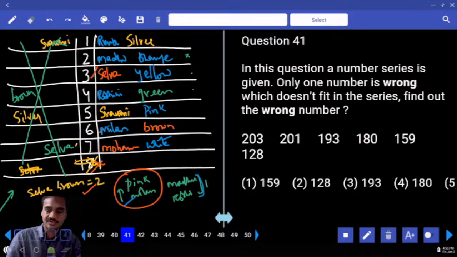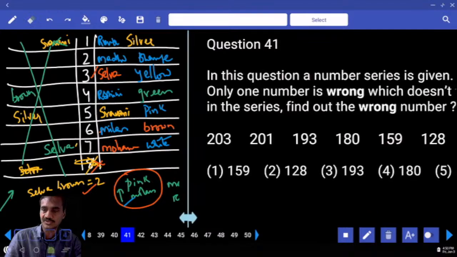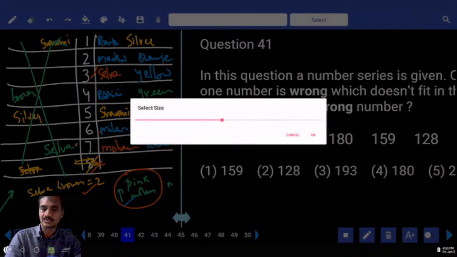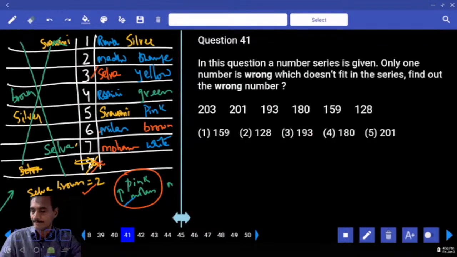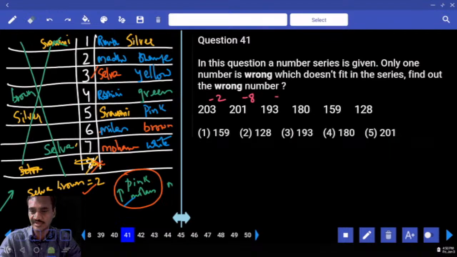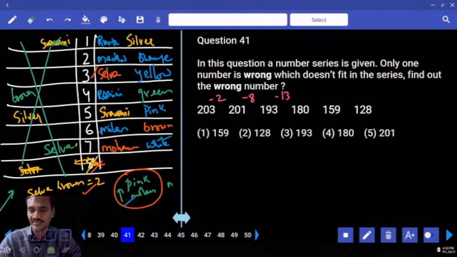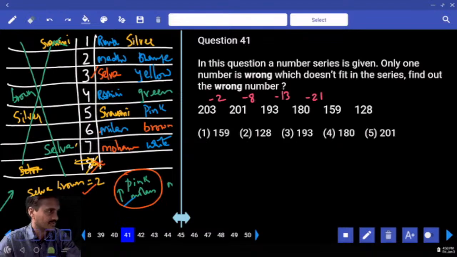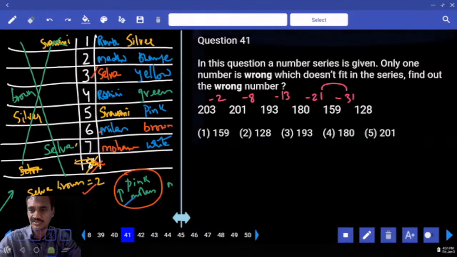Now in this, finding out the wrong number: 203, 201. What is the difference we have? -2. And 201 and 193 difference? -8. 93 and this one, -13. And 59 and this one, 80, how much? 21. And 59 and 128 difference? 31. Now here the difference is 10.